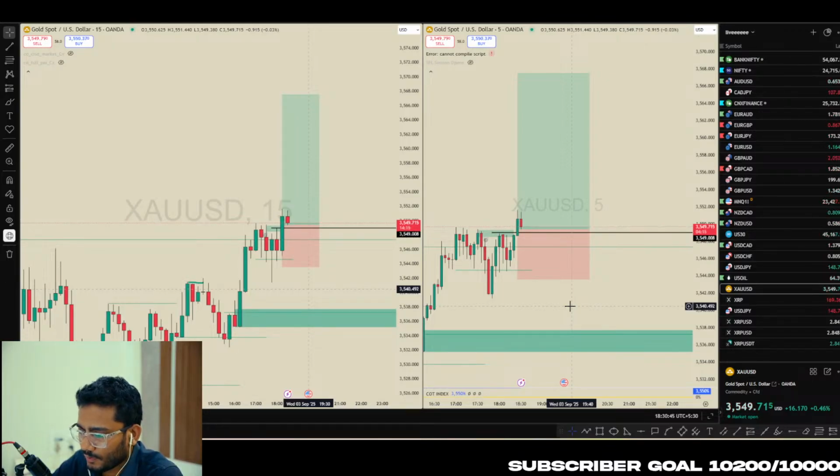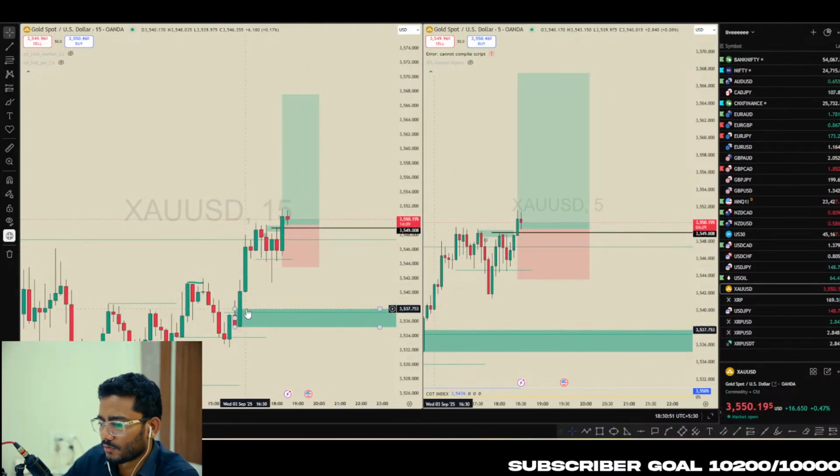Keep an entry like 0.5% risk, because if this fails, then we have another re-entry from this order block. This one.